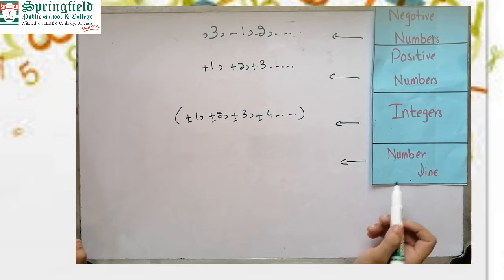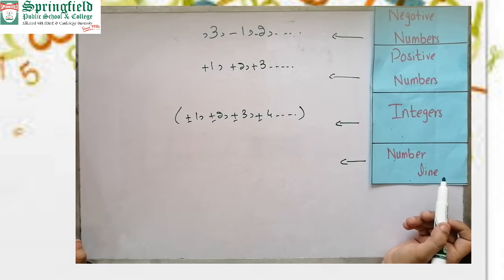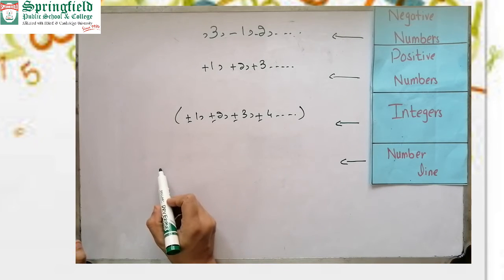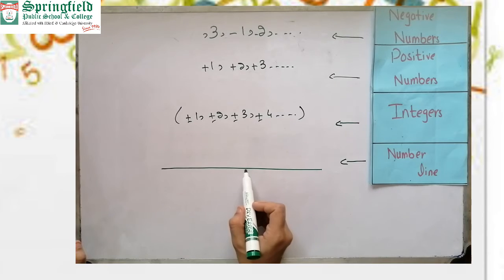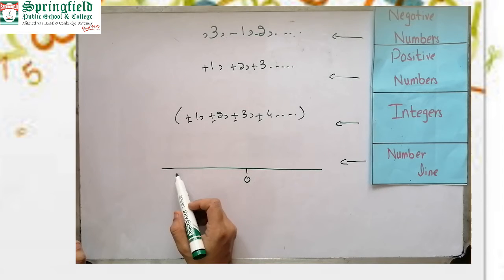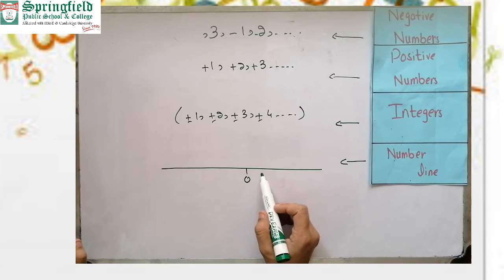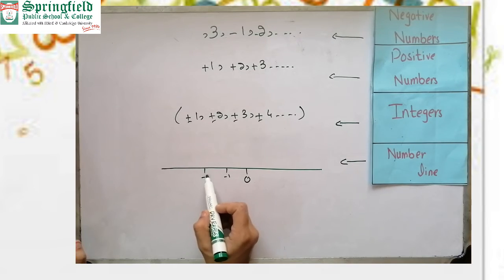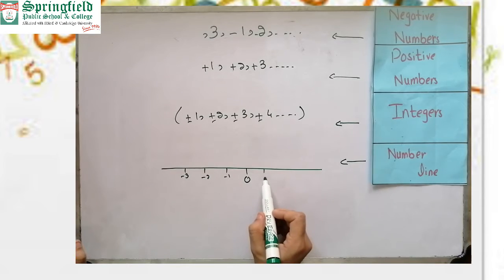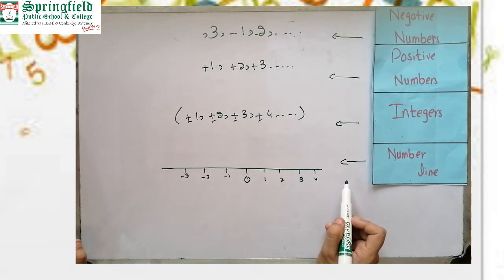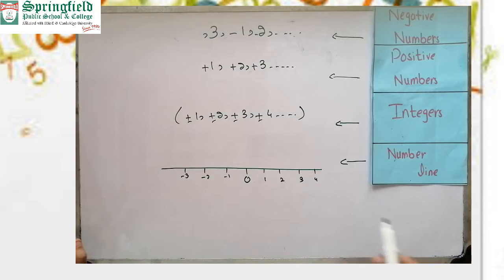And the number line, we also learned how we can represent the integers on the number line. We have to make a straight line and 0 comes at the middle of this line, and the negative numbers will be written on the left side of the number line and the positive numbers will be written on the right side of the number line. So as -1, -2, -3 and 1, 2, +2, +3, +4 and so on. Understood beta?